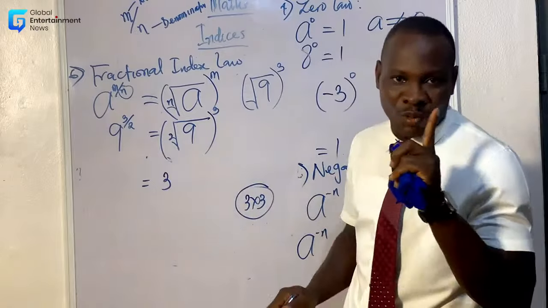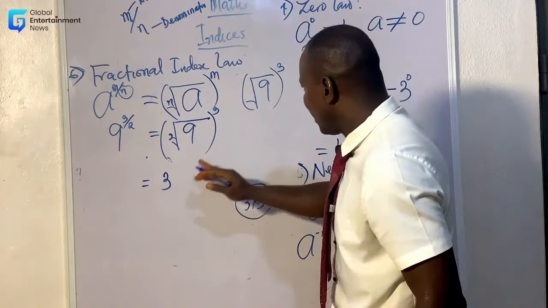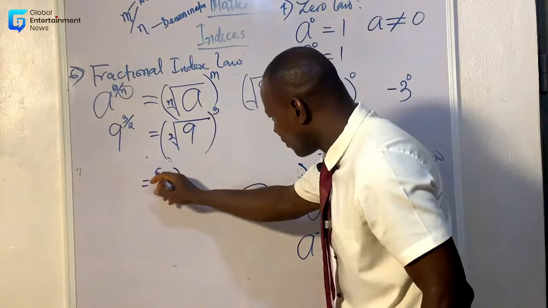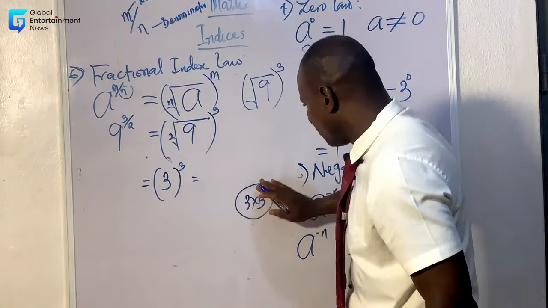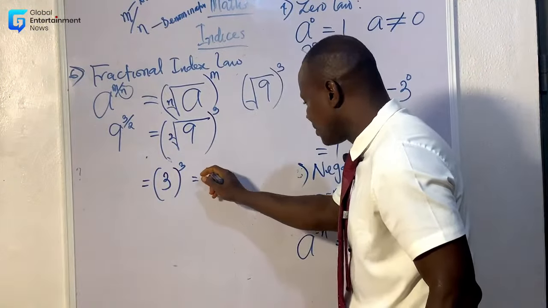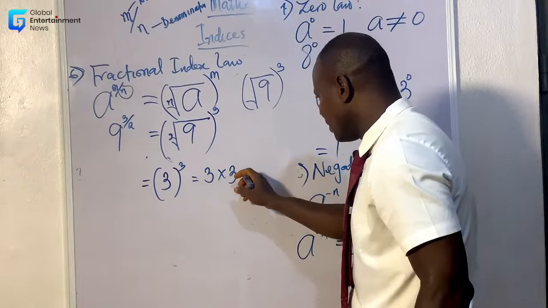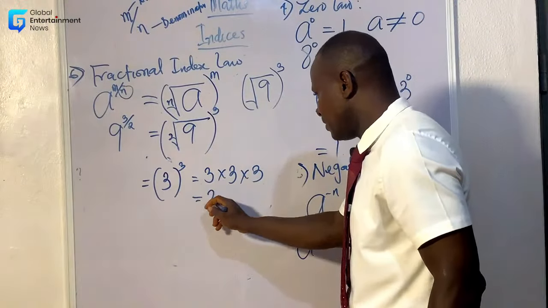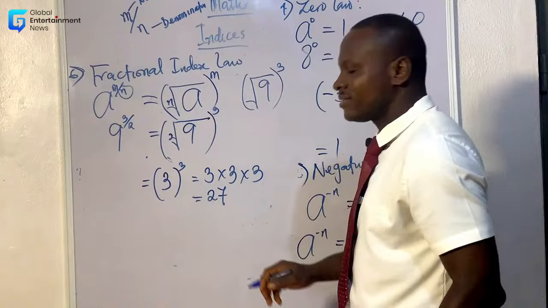So the value of this second root of 9 is going to be 3. Just pick only one. So 3. Then remember that we have an index outside here. So all raised to power what? 3. Which means all raised to power 3 means 3 times 3 times 3. And 3 times 3 is 9, and 9 times 3 is 27.